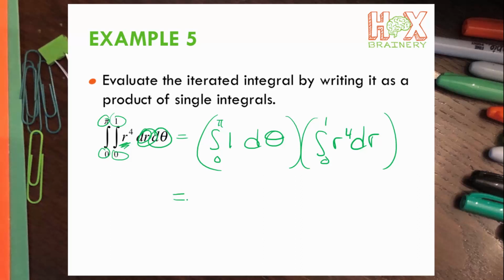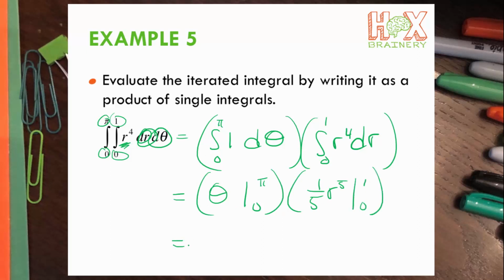All right. So integrate this. That's just theta going from 0 to pi. And integrate this. That's 1/5 r to the 5th going from 0 to 1. So you get pi times 1/5, pi fifth. And that's your answer. There's nothing else you have to do for that one.